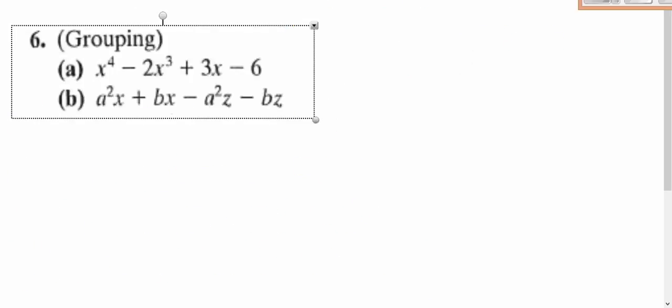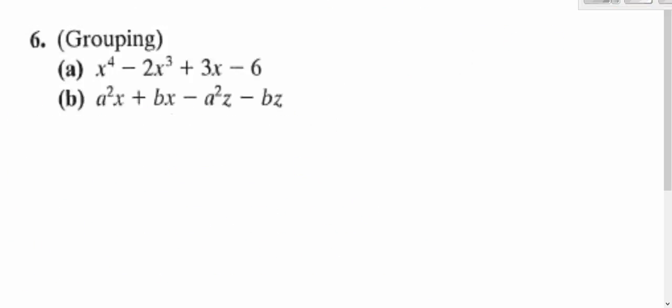Another type of factoring is grouping. You group the first 2 terms together and the last 2 terms together. And from each of those groups, you take out the common factor. So x to the 4th, 2x cubed. The common factor is x cubed. So you'd be left over with an x minus 2.